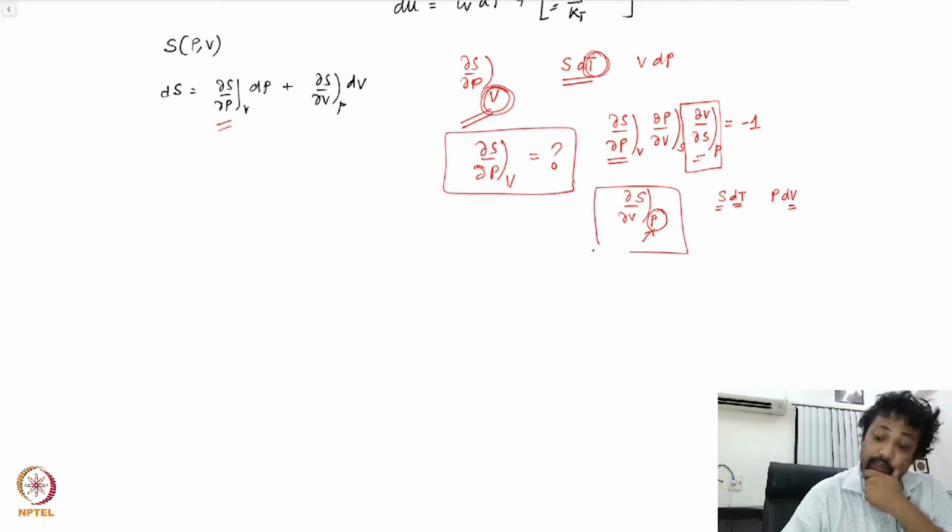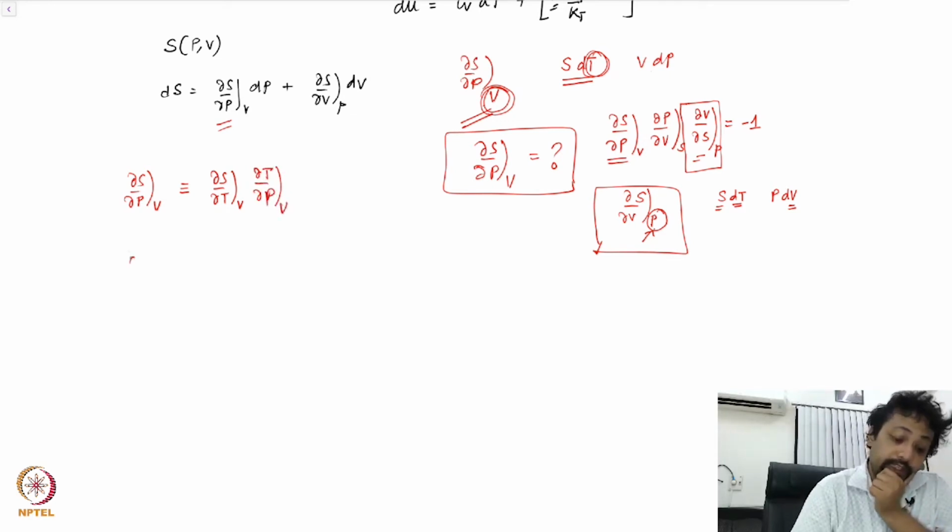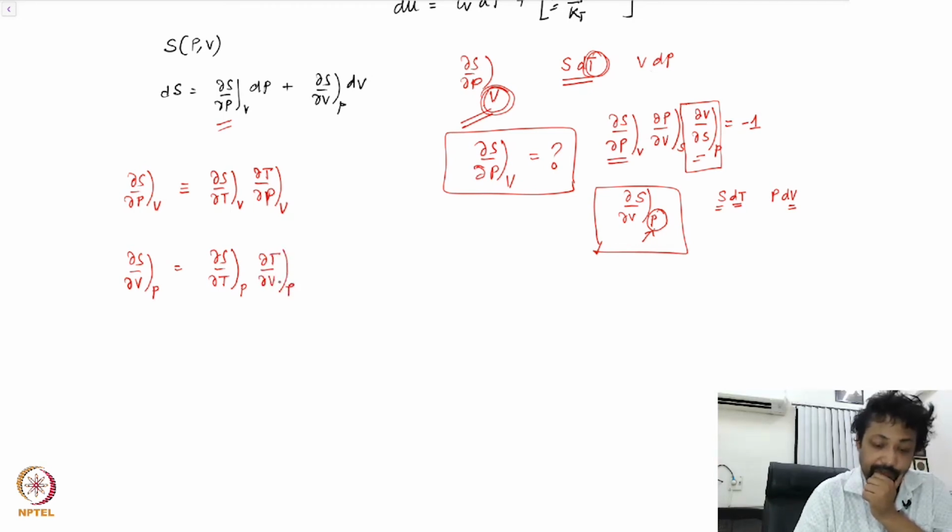It might look very complicated at first, but you see del S del P volume constant. This is equivalent to saying that I have del S del T volume constant, del T del P volume constant. Similarly, del S del V pressure constant is actually del S del T pressure constant, del T del V pressure constant. Correct? This part is straightforward. Del S del T pressure constant is just Cp over T. Del T del V, we can write down as 1 over del V del T pressure constant, which is Cp over T alpha P, one of the response functions.